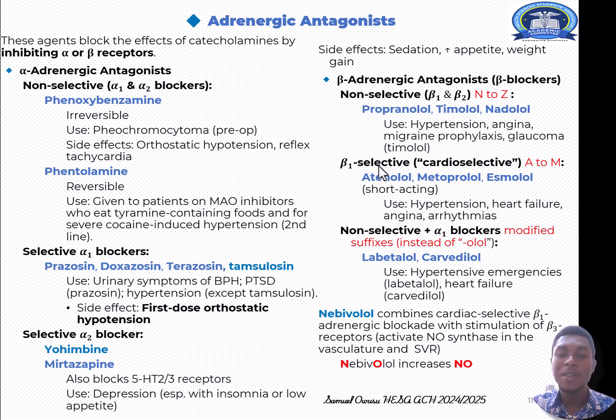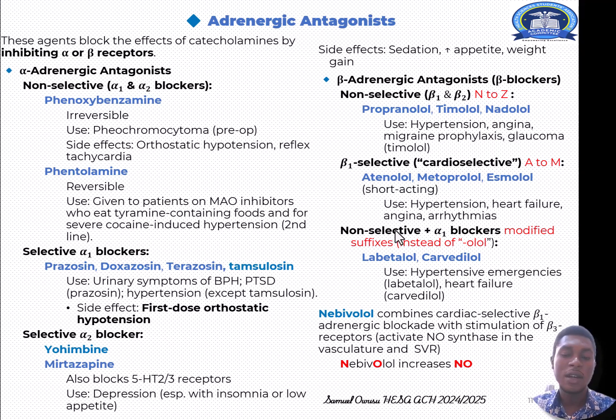Okay, then we have the beta 1 selective, which are cardioselective. Those ones are from A to M. Okay, so atenolol, esmolol, metoprolol, from A to M. You want to remember that these ones are what? Beta 1 selective. Okay, they are second generation agents, and then the non-selective ones are first generation. Okay, these ones are used in hypertension and then heart failure, angina, and then arrhythmias.